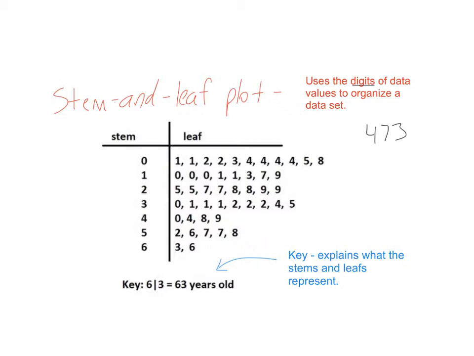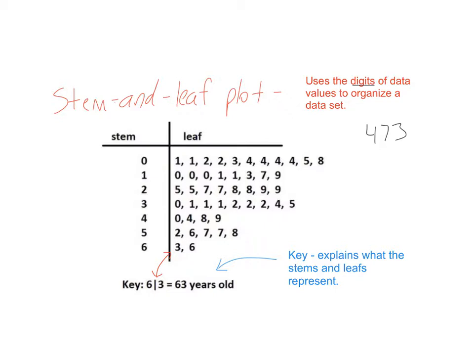A stem and leaf plot is broken up into stems and leaves. And there's always a key here, and the key explains what the stems and leaves represent. So it says when we have 6, then there's this line and 3. There's a 6 on the left and a 3 on the right. So that's actually talking about that value there. That 6 and that 3 actually means 63, in this case years old, for whatever this was for.